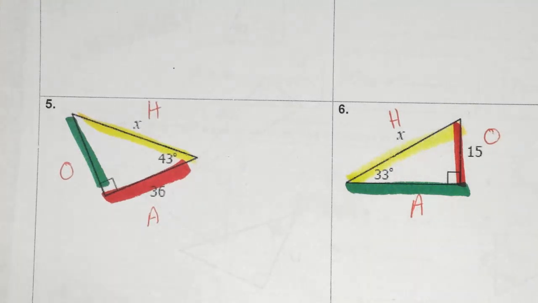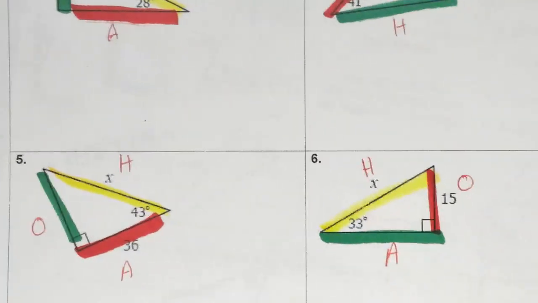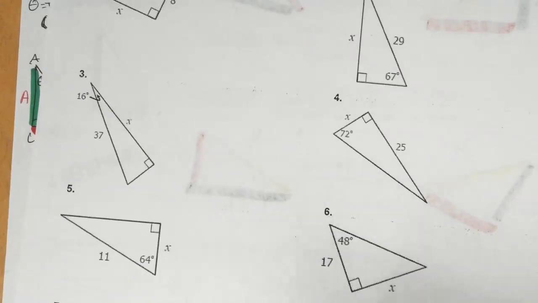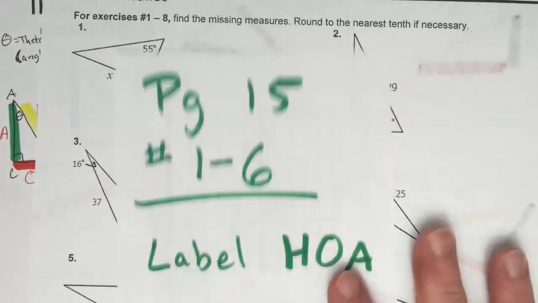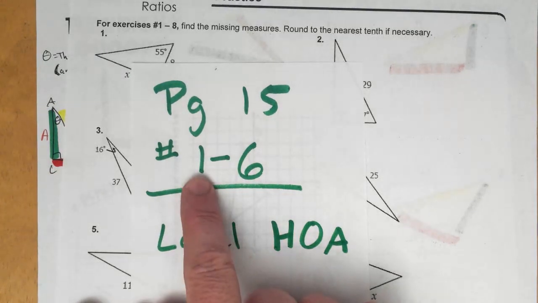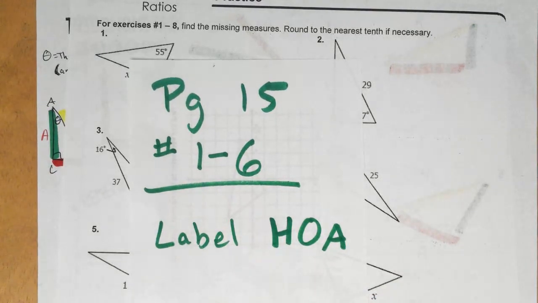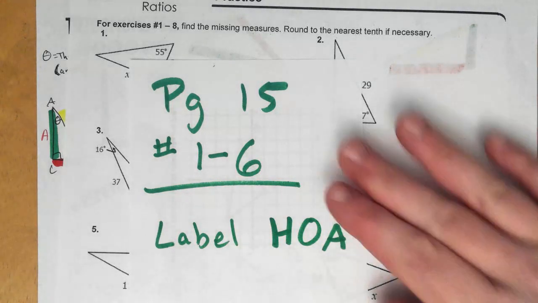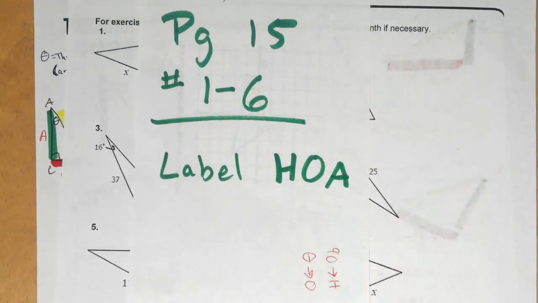All right, so now you guys are going to page, is it on the back? All right, everyone go to page 15. All right, so everyone's going to page 15, and okay, so now you're on page 15. What I want you guys to do is label HOA. So you're going to do numbers 1 through 6, label HOA. So pause the video and do that now, please.